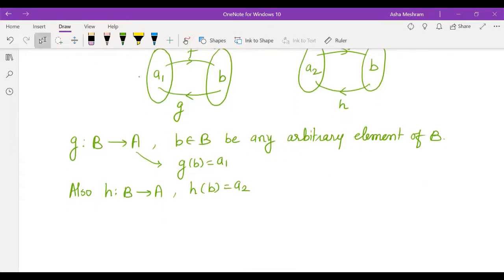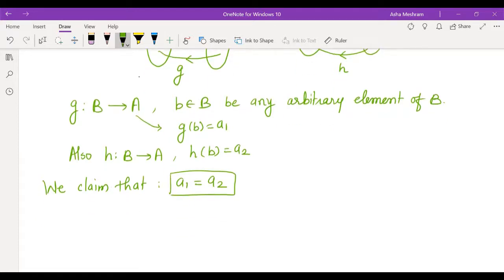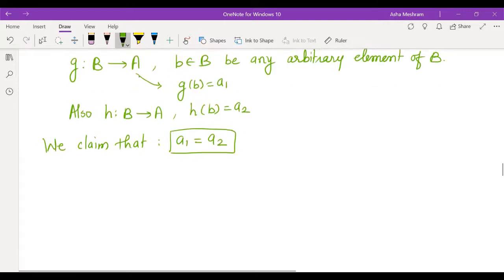So what do we claim here? We claim that a1 is equal to a2. We are going to prove that a1 is equal to a2. And if we show this, a1 is equal to a2, then what will happen? We will get that G of b equals H of b, and hence these two mappings will be equal by the definition of equal mappings. Okay, so you can see my previous lectures for the definition of equal mapping.